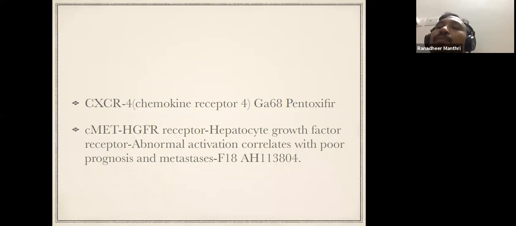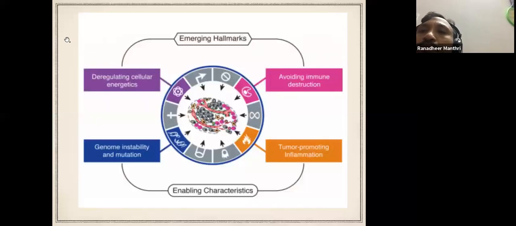This is a novel compound. That's why the trial compound name is there. So once these compounds can be used, we can predict which malignancy can metastasize and which cannot metastasize. Next slide, please. Next slide, please. So already I have spoken to the classical hallmarks.